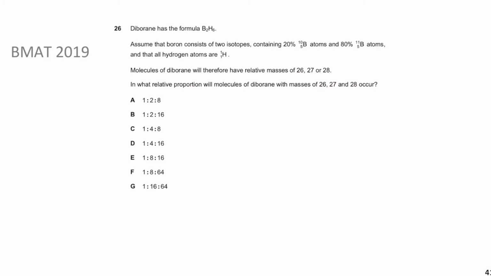So it says diborane has a formula B2H6. Assuming that boron consists of two isotopes containing 20% of the 10 form and 80% of the 11 form, and that hydrogens are all 1. So it says molecules of diborane would therefore have relative masses of 26, 27, and 28. And then it says, in what relative proportion will molecules of diborane with masses of 26, 27, and 28 occur?